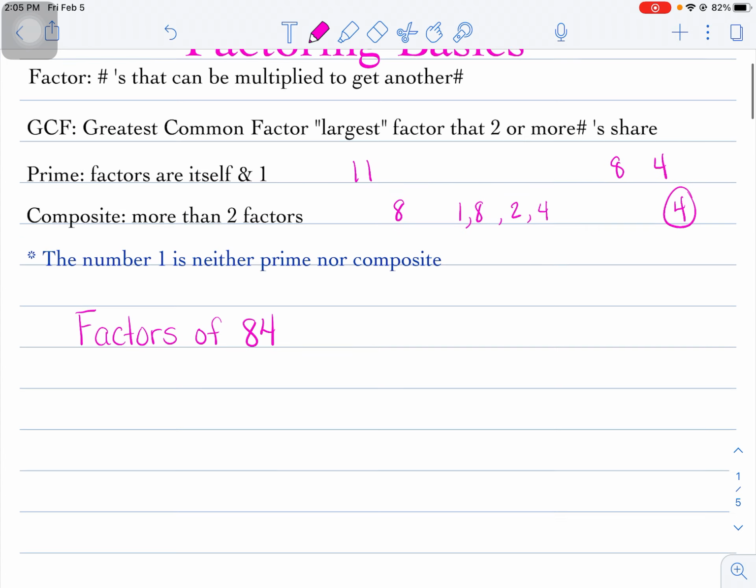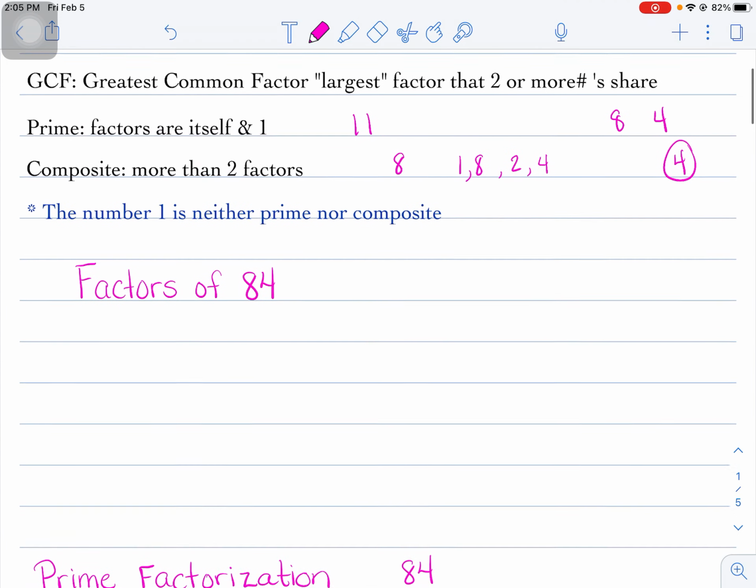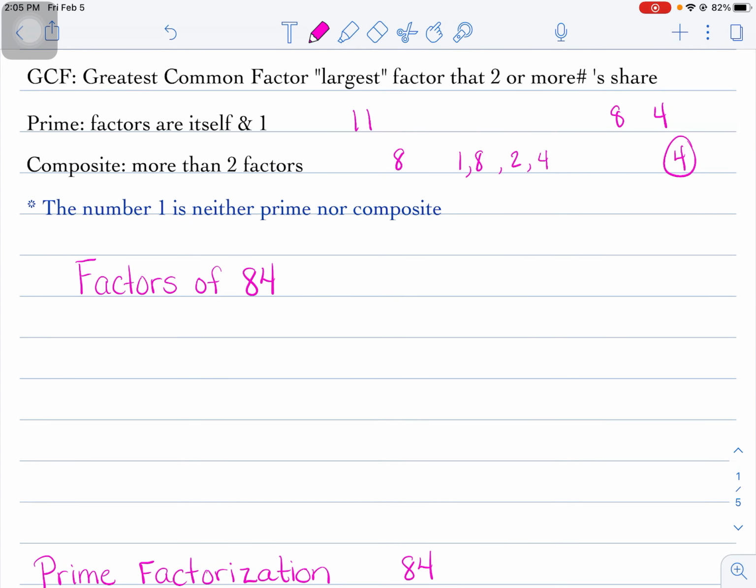So we're going to talk first about some things you probably did long ago when you found factors, when you started thinking about what numbers can multiply to get you a number. We're going to do the factors of 84, and this is one method you might have seen before. I call it the rainbow method.